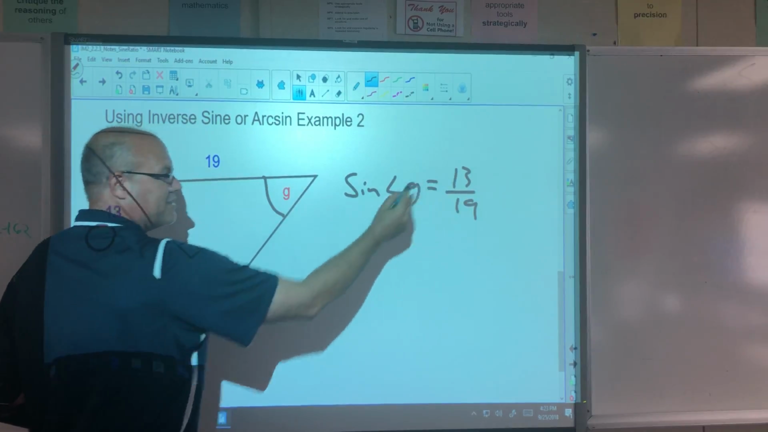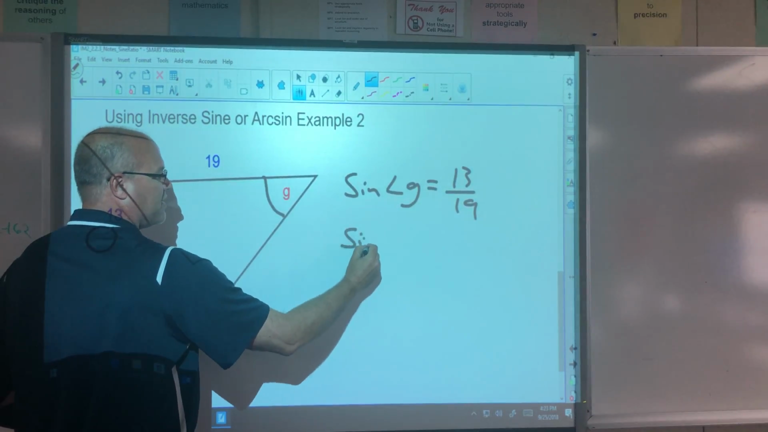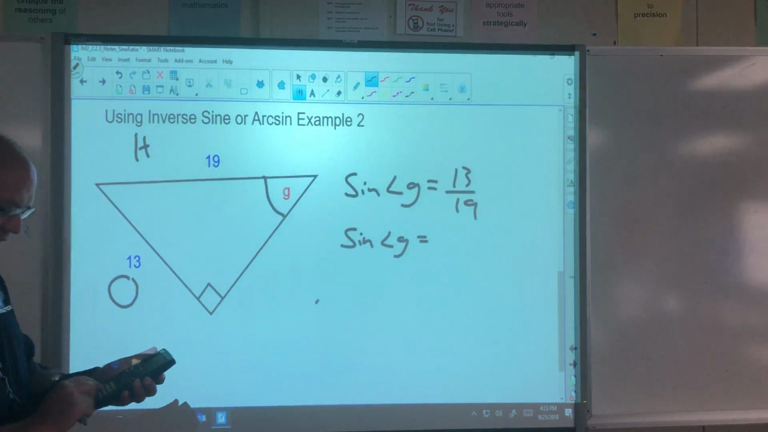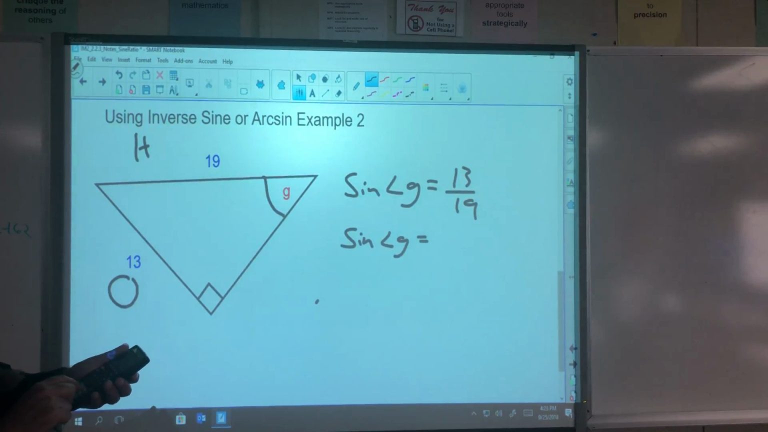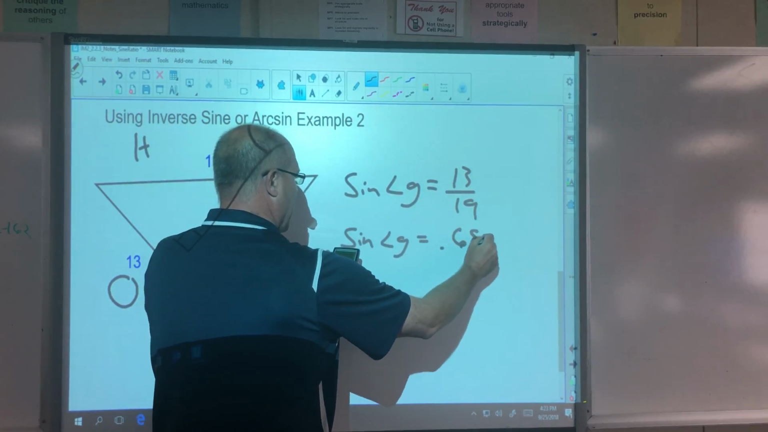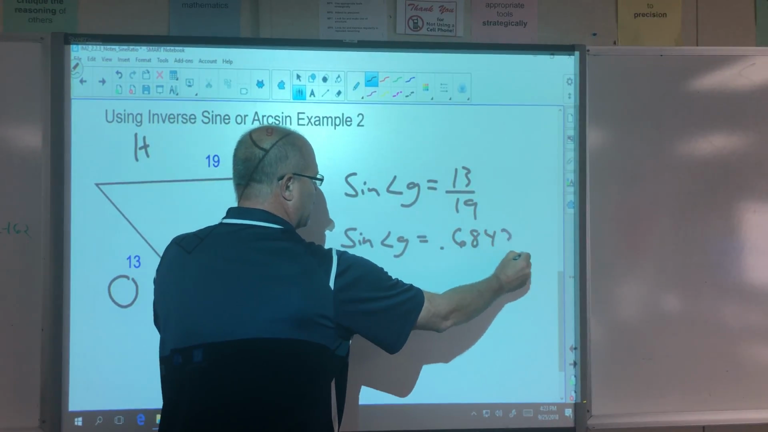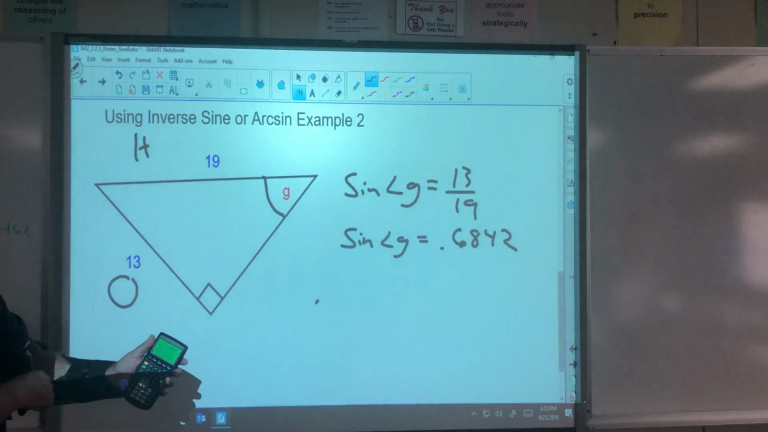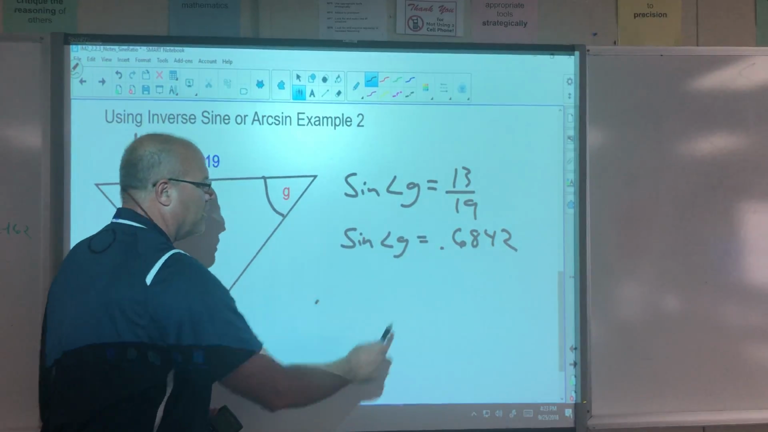All right, we're going to convert this to a decimal. So we're going to say the sine of angle G equals, I go 13 divided by 19 on my calculator. I get 0.6842. We're going to go to the nearest 10,000th place, so 4 places in from the decimal point, I should say.